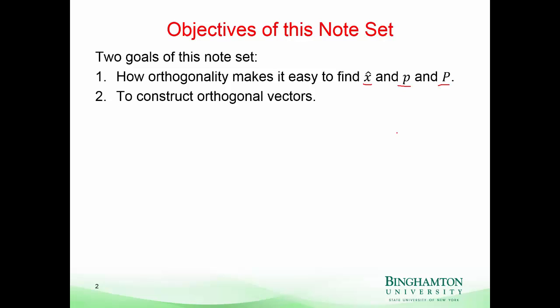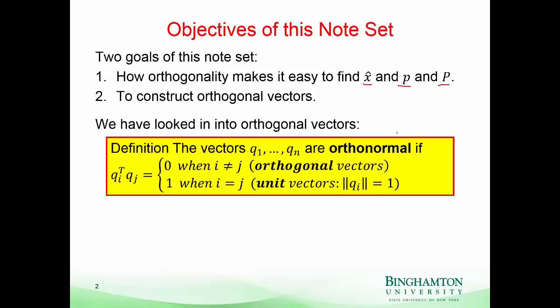So we want to see what orthogonality does for us, and then since it appears to be useful, we would like to figure out, if we're given vectors that are not orthogonal, how can we get ourselves an equivalent set of vectors that span the same subspace but are now orthogonal so that we can take advantage of this nice property. So we've already talked about orthogonal vectors and the concept of orthogonality and the term orthonormal.